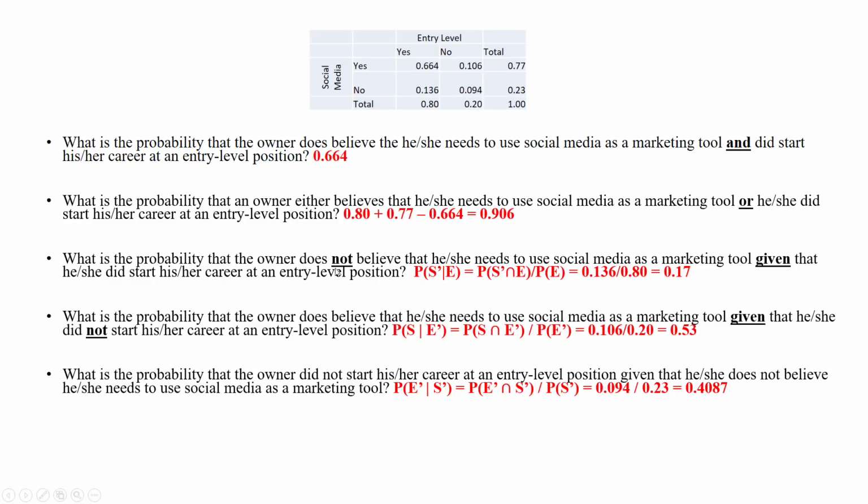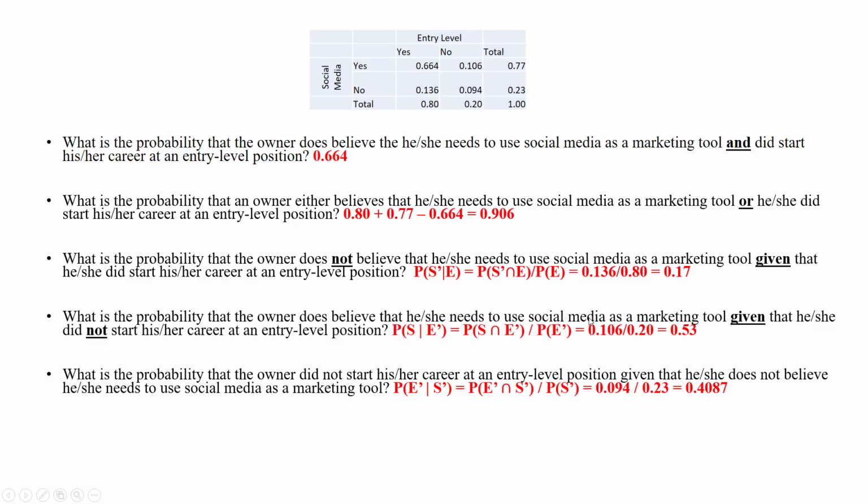What is the probability that they do not believe in social media? So that's not social media, given they started at entry level. Well, again, I write the equation for the given. And so this says no to social media and yes to entry level. No social media, yes entry level would be right there, and then divided by the entry level. And so these 3 are pretty much going to be similar.